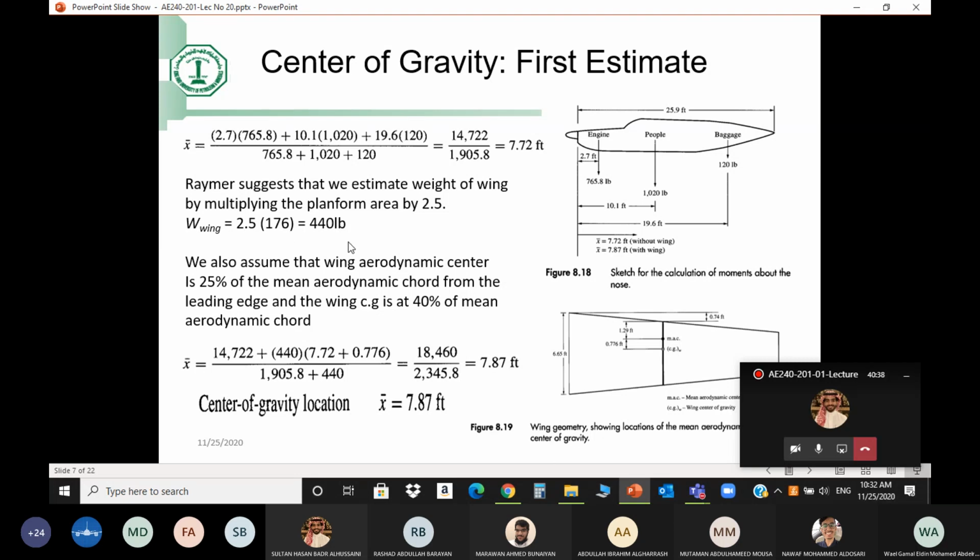How did they get the 2.5? They related the areas and the weights of so many aircraft and got an average. Can you do this for your aircraft that you have? Unfortunately, the data you collected from the internet probably will not have the weight of the wing.